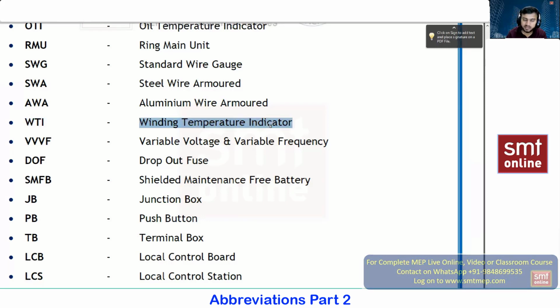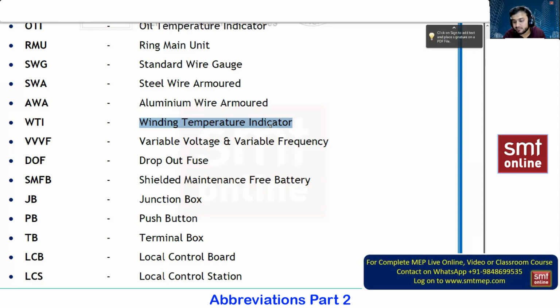Again, WTI, winding temperature indicator. Equipment like machines, generators, transformers will have windings. So we have to maintain the temperature. The temperature of the winding will increase if you use it for a longer time, if you overload, or if you provide some unbalanced supply. To overcome that, we have the WTI indicators.